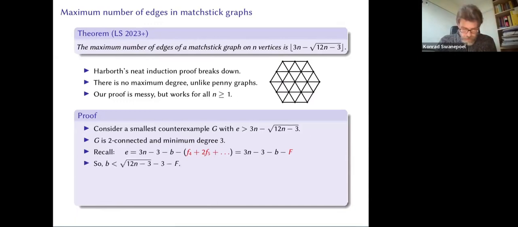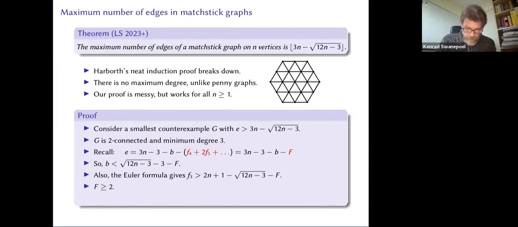So this inequality together with this gives us an upper bound on the boundary. So the boundary is going to be small. And Euler's formula will also give us a lower bound on the number of triangles. So of course we are going to use the isoperimetric inequality. But before we get there, we also need that this little f is not so small.